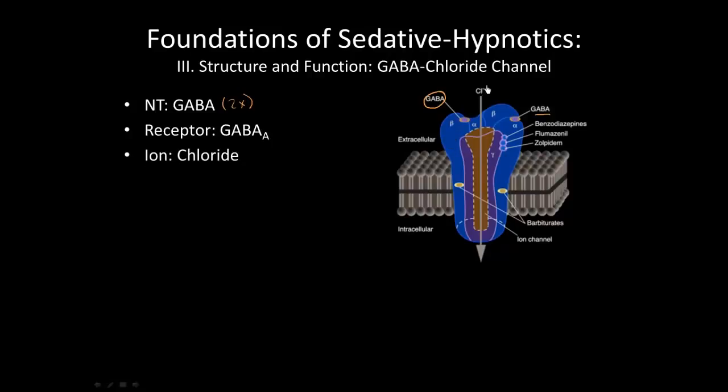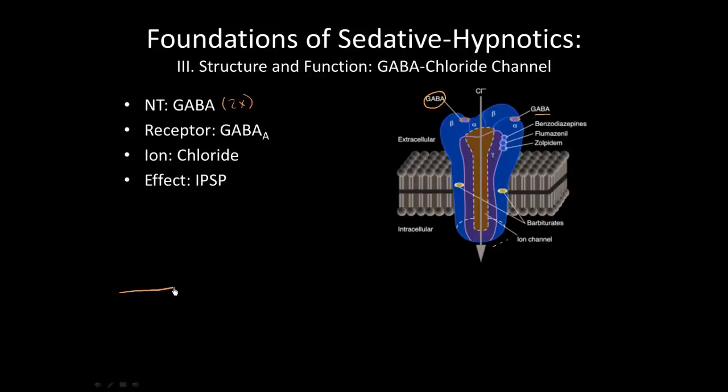What is the ion here? Well, the ion is chloride. And so what happens? Chloride comes into the cell, and it makes the inside of this cell slightly more negative. And the effect of that is an inhibitory postsynaptic potential. So let's put this all in context, because it's kind of confusing unless you see it all together.